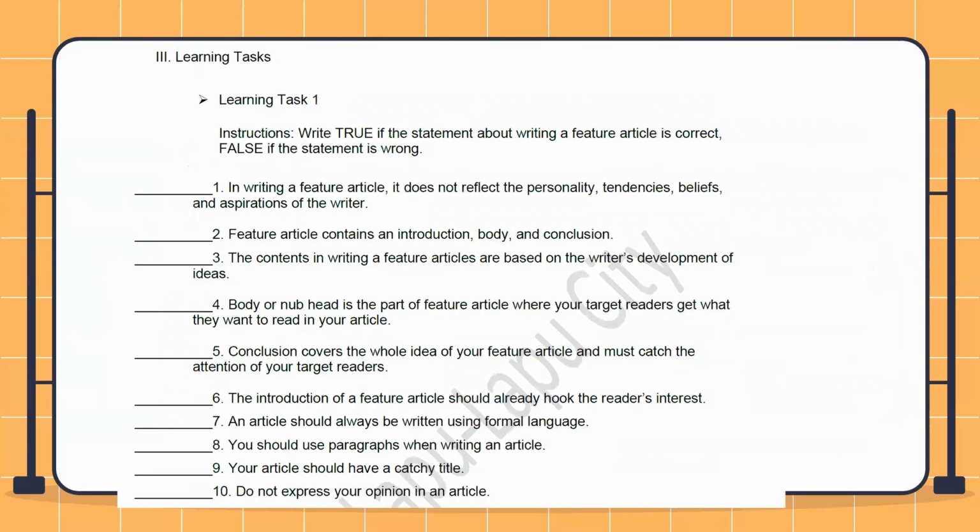Okay. Now is the time for you to answer the learning tasks. Learning task number 1 says, write true if the statement about writing a feature article is correct and false if the statement is wrong. Let's try number 1. In writing a feature article, it does not reflect the personality, tendencies, beliefs, and aspirations of the writer. If you think this is true, you can write down true, and if you think this is false, you can write down false.